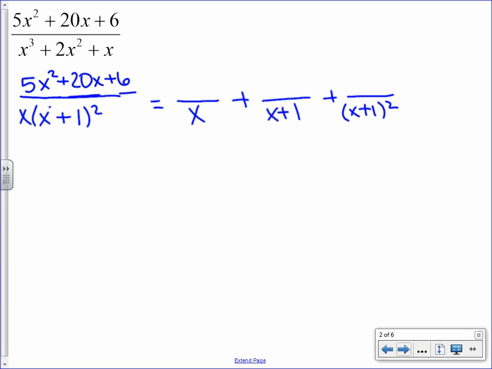So x plus 1, and x plus 1 squared is a repeated factor, so we have to account for both powers. All right. What are we going to put above x? Above x plus 1 and above x plus 1 squared? C, it's a repeated linear factor. Okay, so now moving forward, we are going to multiply by the LCD. So whatever your denominator is over here, that's what you're going to multiply by.